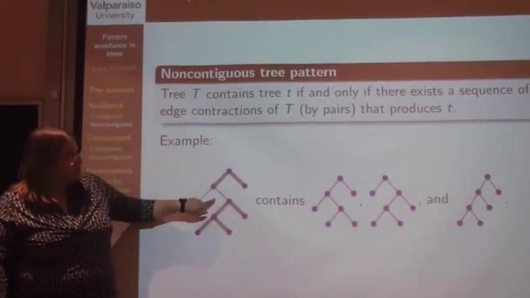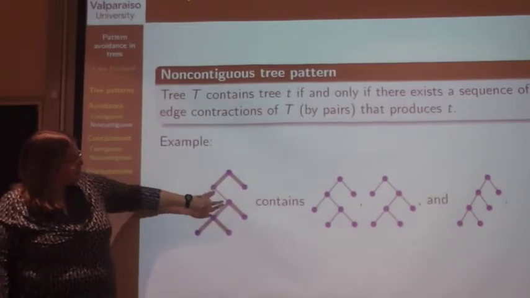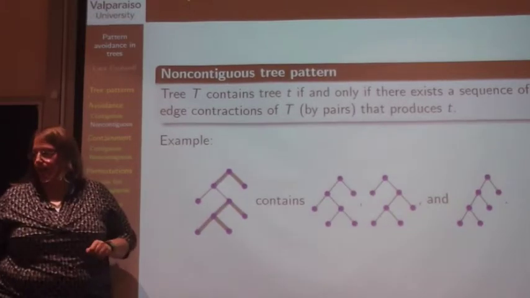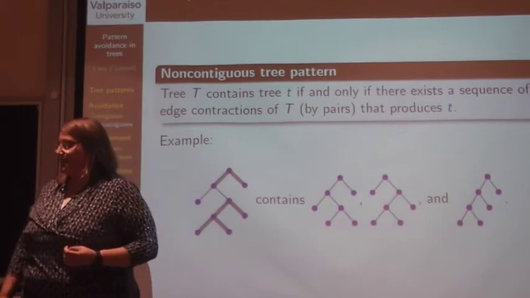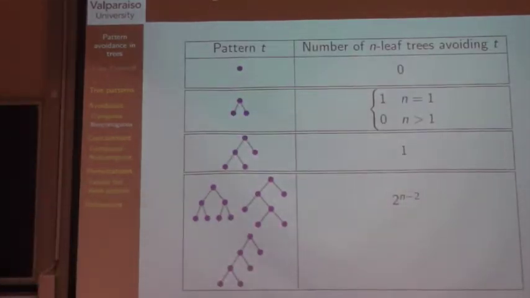But before, this tree avoided the one on the far right, and now it contains it, because if I contracted these 2 edges, I would have that tree right there. Okay, so that's the new definition, and I won't make you sit through all the individual cases again, but I'll give you a summary, and you can tell me what's different compared to the contiguous tree patterns.